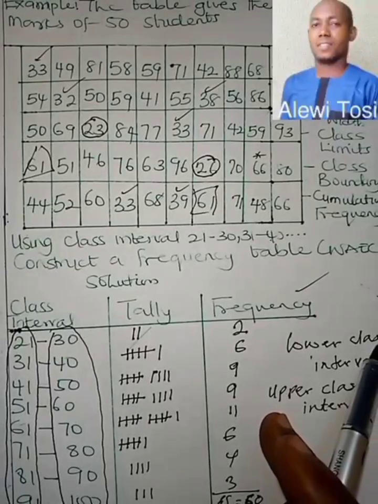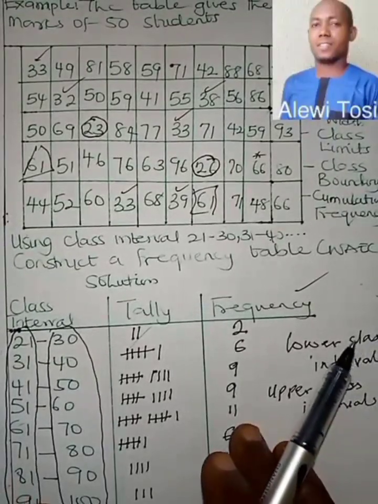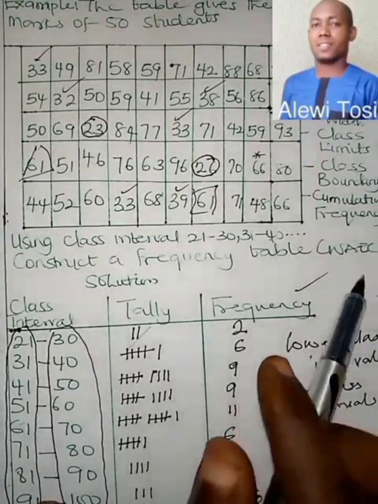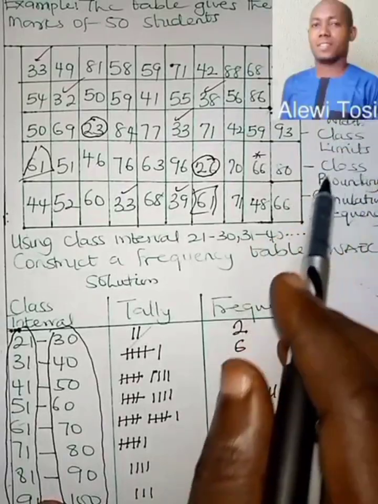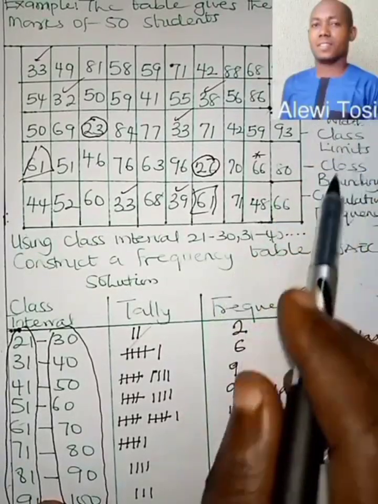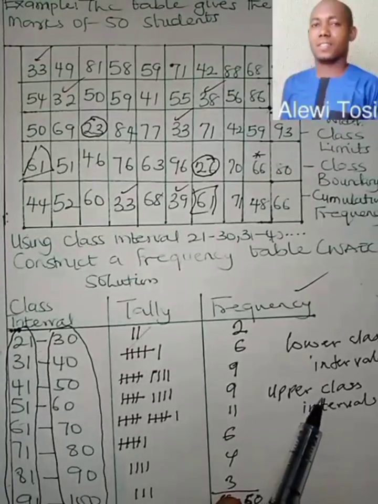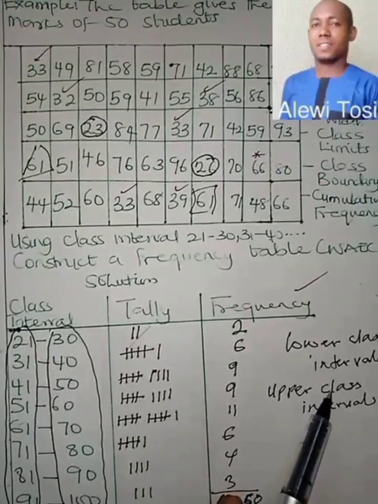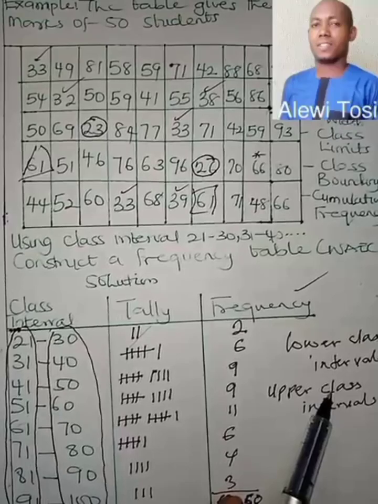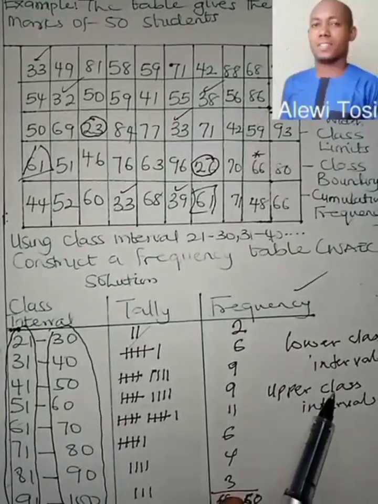We meet again in our next class, where we'll be able to discuss at length about class mark. How do we get our class mark? All these are what we need to know. I myself, Alewi Tosin. Take your pen, take your book, practice and learn. That is the best way to move forward.